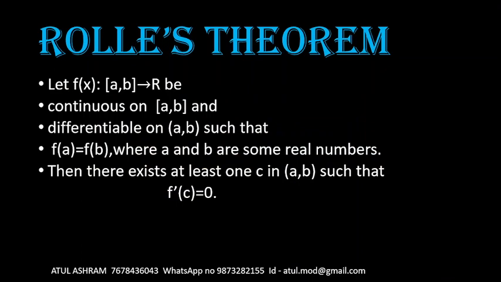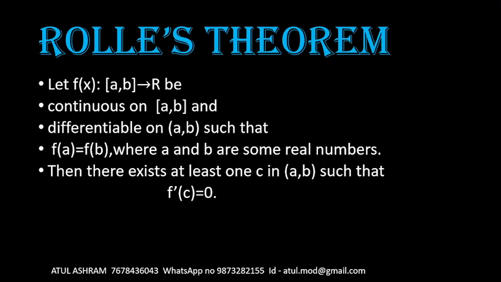Let f(x) be a function from closed interval [a, b] to R, and let it be continuous on closed interval [a, b], differentiable on open interval (a, b), such that f(a) is equal to f(b), where a and b are some real numbers. If these conditions are fulfilled, then there exists at least one c in open interval (a, b) such that f'(c) is 0.